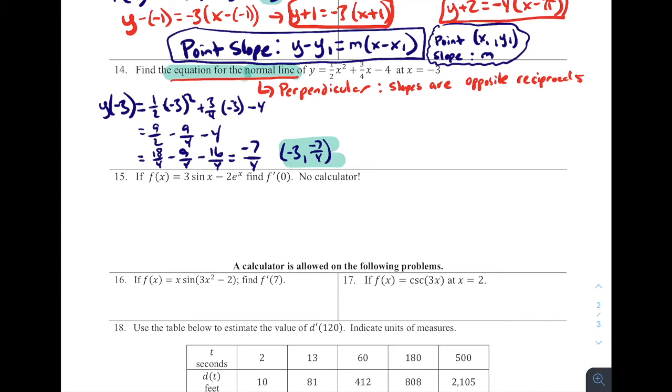And similarly, we need to know what the slope is, which means we need to find the derivative. So what is y prime of x? Well, the derivative of this function, if we have a 1/2 x squared, is going to just be x to the 1. And then the derivative of 3/4 x is going to be just 3/4 by the power rule. And then -4 is a constant. We know the derivative of any constant is 0. So this is our derivative function.